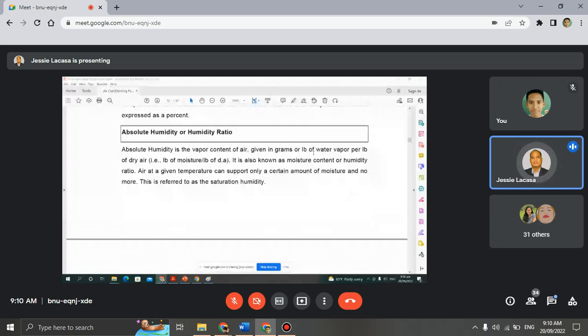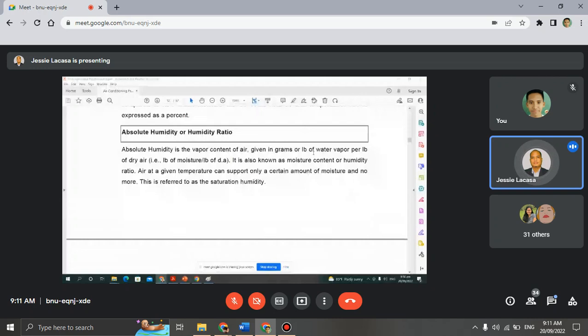Based on its definition, how can you differentiate humidity ratio and relative humidity, Ms. Alaban? They're both humidity, but they are measured differently. So what is relative humidity and what is humidity ratio? Sir, I haven't studied relative humidity yet.